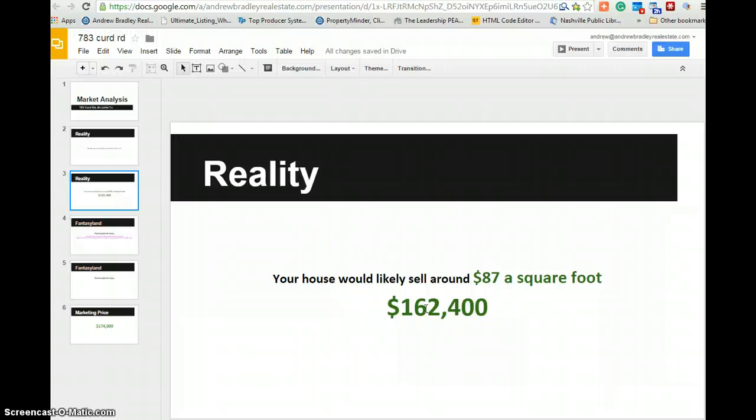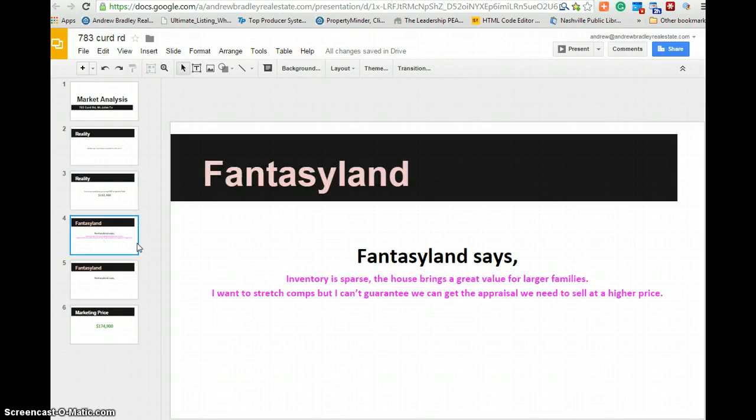But now we want to get to what is our best case scenario. How much can I possibly get for this house? I'm going to call this Fantasyland. So with Fantasyland, basically we know the inventory is sparse and we know the house is bringing an incredible value for larger families. Inventory is only going to get worse as the holidays come up, and so that's why it is good that you're listing your house now.